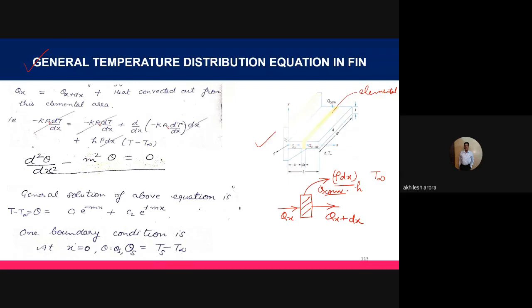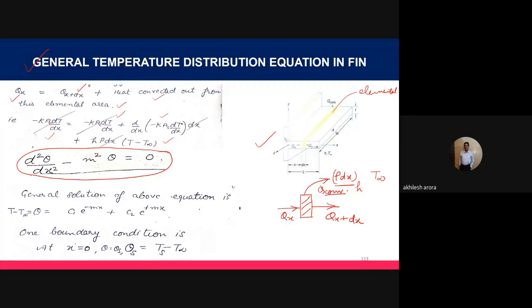And then we derived the general equation. This is the general equation here. Qx should be equal to Qx plus dx plus heat convected out from this elemental area. And then we have written the values here for the various terms. Okay, and we cancelled out certain terms, and finally we got this particular equation, which is the second order differential equation, d2 theta by dx square minus m square theta is equal to 0.